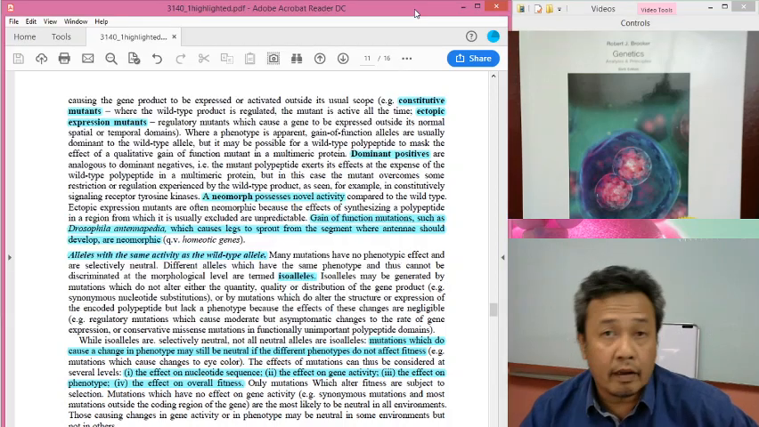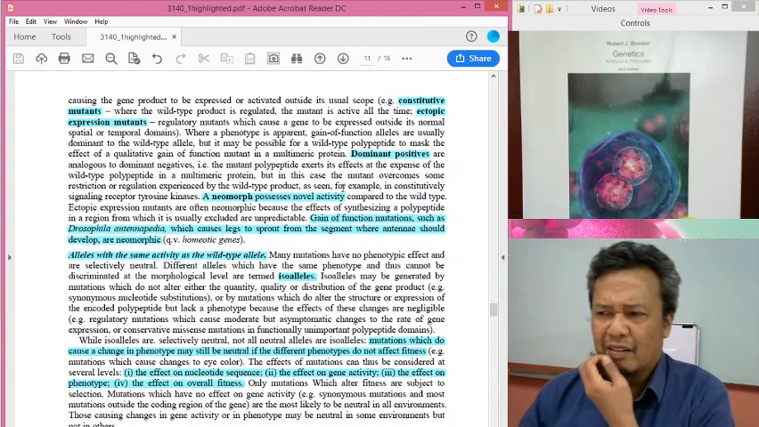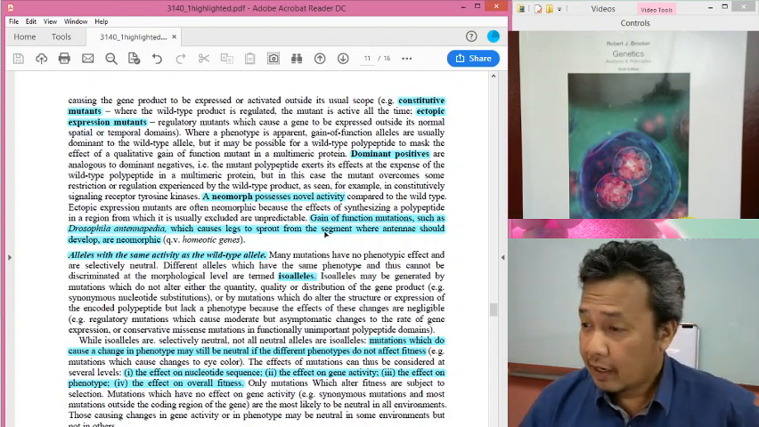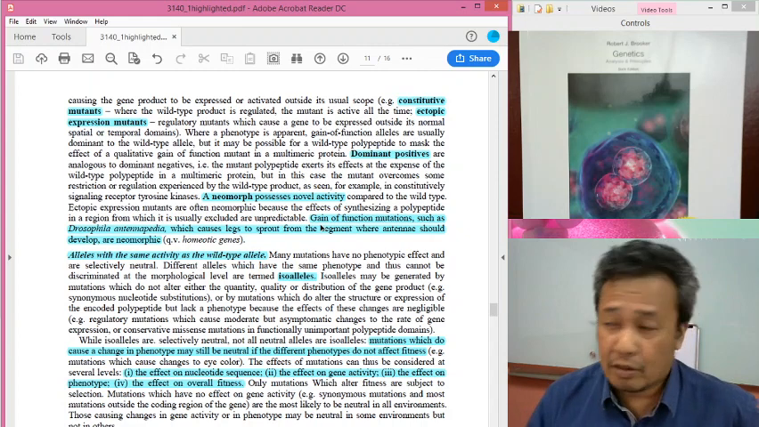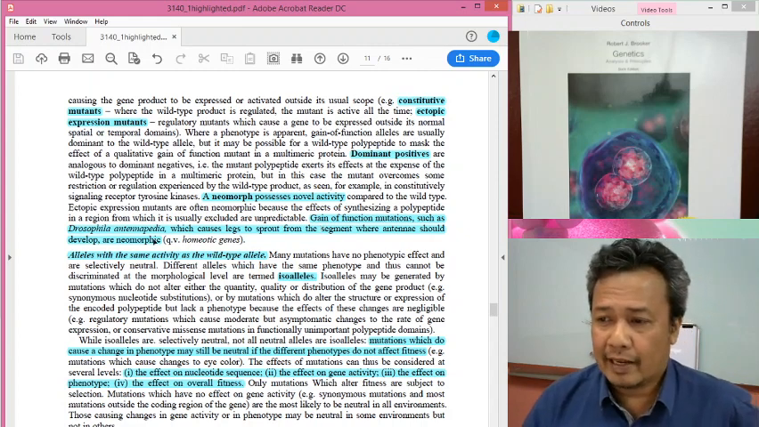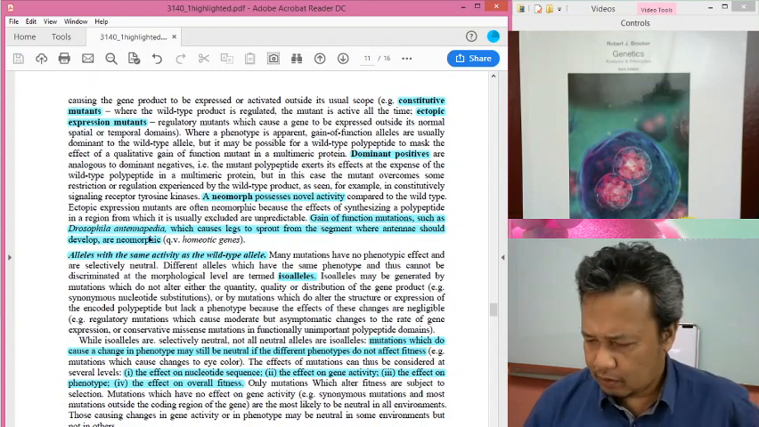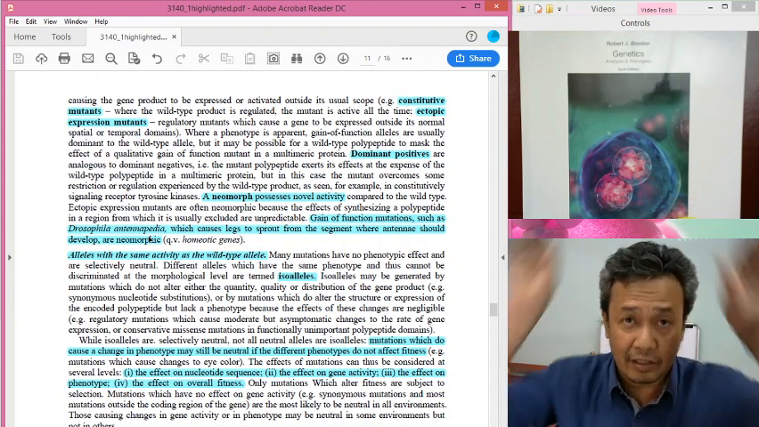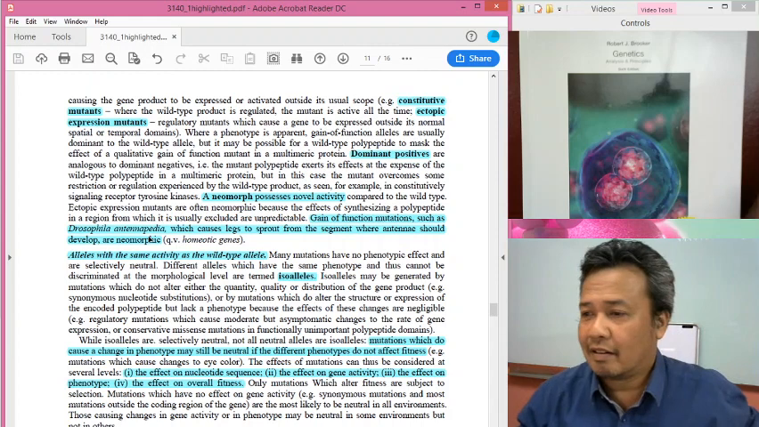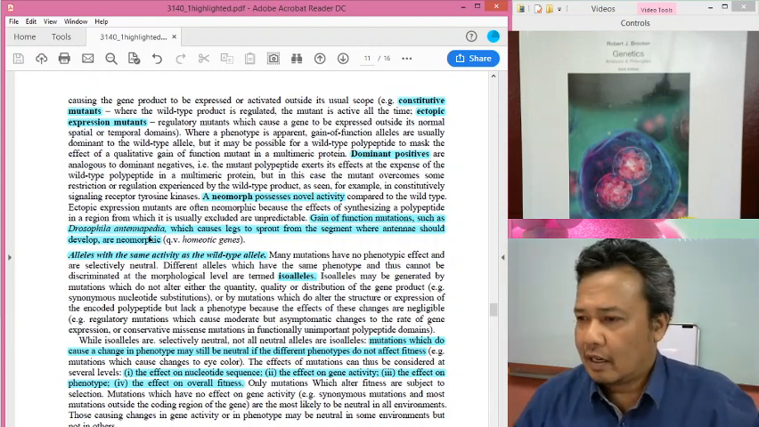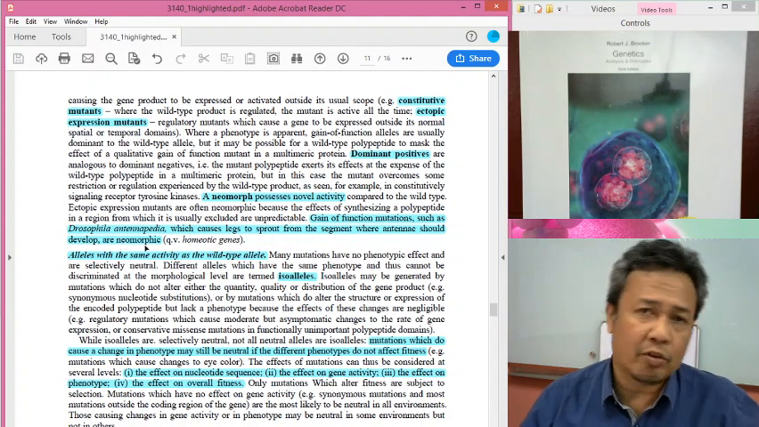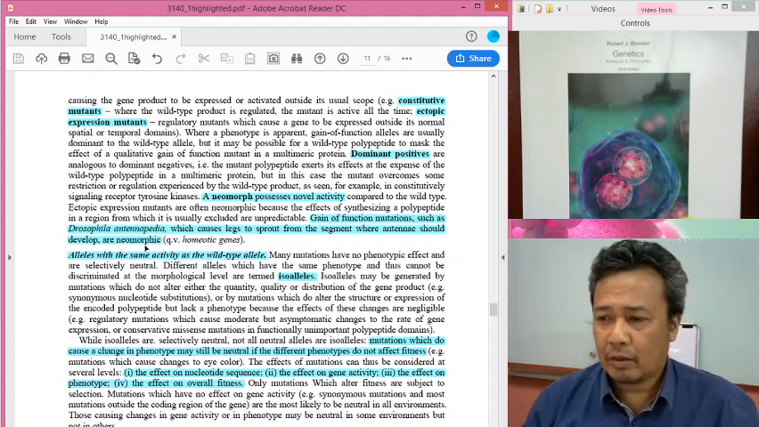Hello again. So moving on, a lot of these explanations of some of the terms like neomorphs. Here it gives you the example: gain of function mutations such as Drosophila antennapedia. Some textbooks will show you Drosophila that has legs on the head, so this is antennapedia. It causes legs to sprout from the segment where antennae should develop, and this is called neomorphic, because it's something that is new, although it may not have any function.